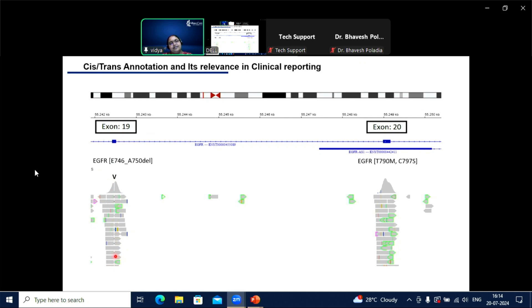Considering it is FFPE DNA, heavily fragmented DNA, we don't get to sequence long stretches of human tumor DNA. That's the reason it is very difficult to look for cis and trans. You can't infer whether the clone which has the 19 deletion definitely carries T790M, or whether all the clones carry it. That kind of inference you cannot draw if the mutations are present very far apart from each other.